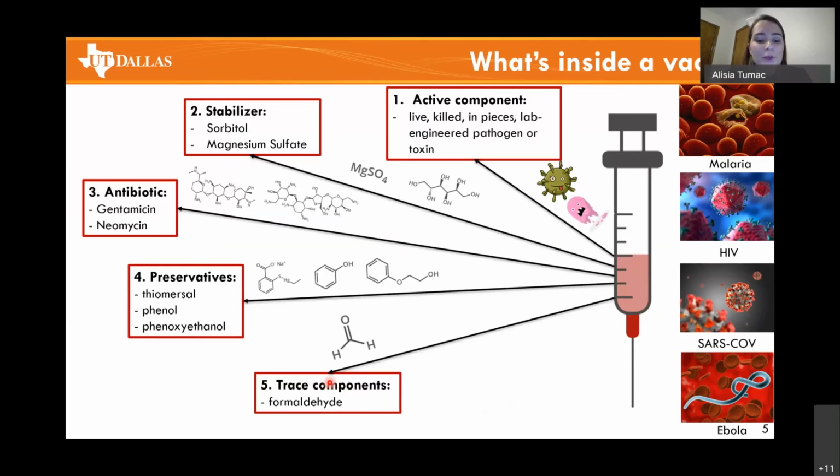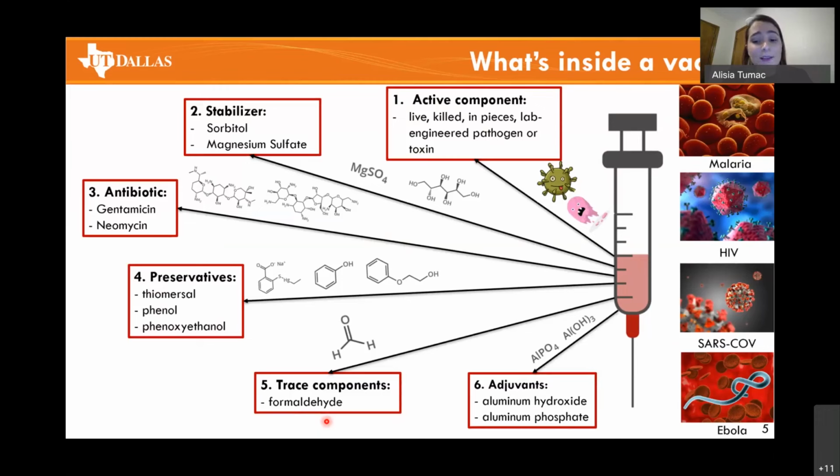Other trace components you can find, and I mentioned before, formaldehyde is used typically in toxoid and inactivated killed type vaccines. And so those are the kind of vaccines that you would most likely find this compound in. However, it is present in such low amounts that it is not harmful. And then last but not least, you have adjuvants, and there are many different kinds, and they come in all shapes and forms, and I will talk about this in detail in a little bit.